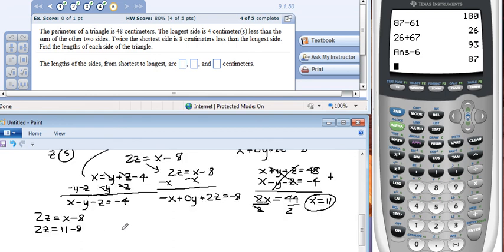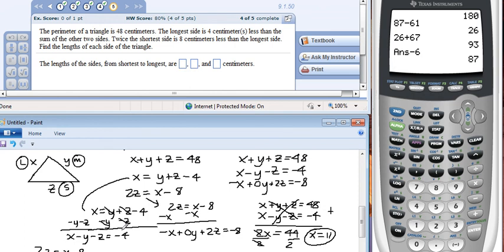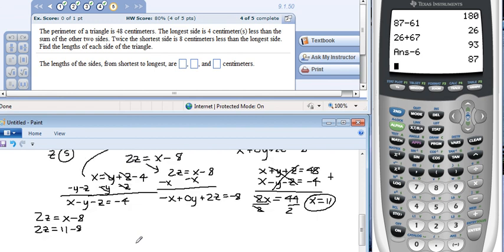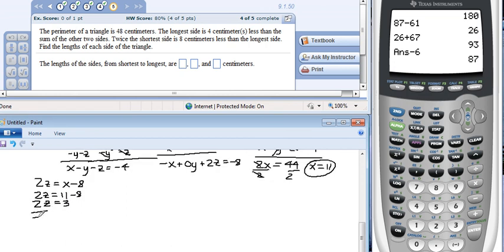Oh, are we going to get a fraction here? Yuck. Twice the shortest side is 8 centimeters less than the longest side. Well, that's going to stink. I didn't get that on my original one. So we have twice z is equal to 11 minus 8, which is 3. So I'm going to divide through by 2. So we have z is equal to 3 halves. Yuck!